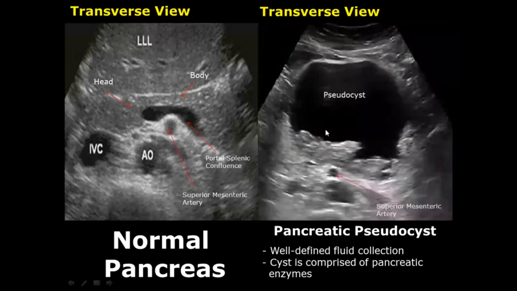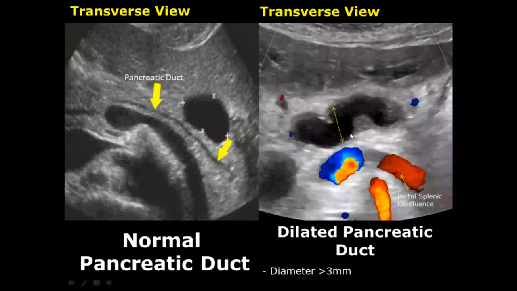This pseudocyst is much larger in size and it is connected to the pancreas, growing anteriorly to the pancreas. If the diameter of the pancreatic duct exceeds 3 millimeters, it is a dilated pancreatic duct.